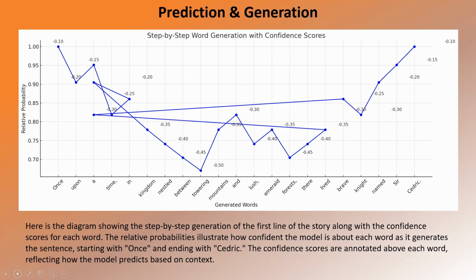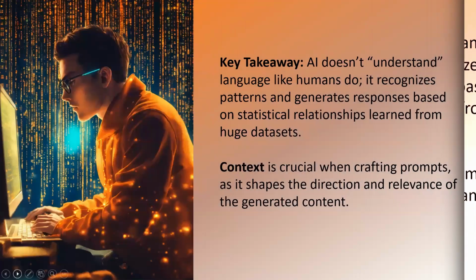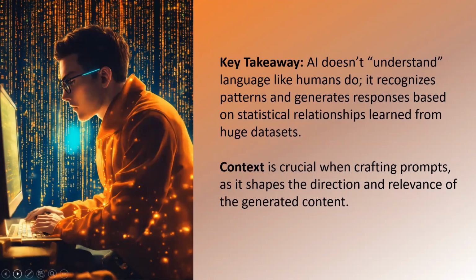We don't need to understand all this technical stuff, but the main takeaway is that AI does not understand language like we do. It recognizes patterns and generates the response based on the statistical relationships learned from the huge data set. So it's very obvious that we need to give clear context when we craft prompts, because the prompt is the basic input to the GPT, and based on the prompt it will try to find the probabilities and the output. Based on that, it gives the direction and the relevance of the generated content. So now we have clearly understood that AI does not understand language like us, and it needs clear context, and context will be given only if you have a clear and concise prompt.